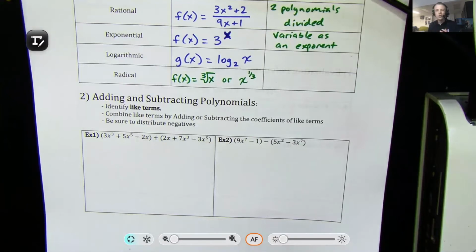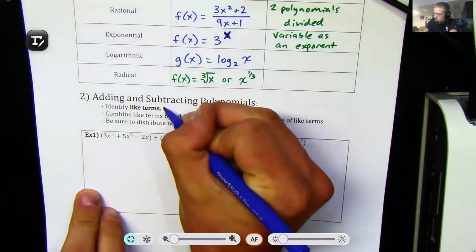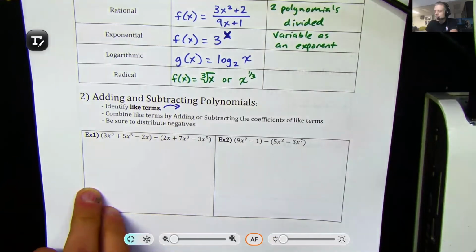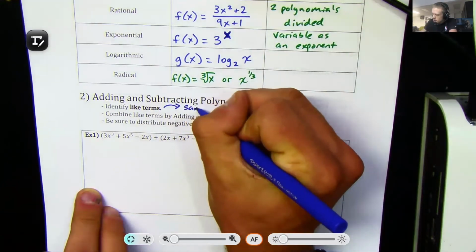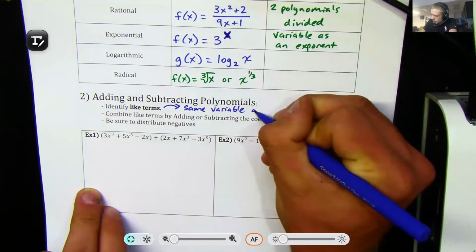I'm going to go through those and make sure we know what each of those things means. So like terms, remember that like terms have the same variable and exponent.